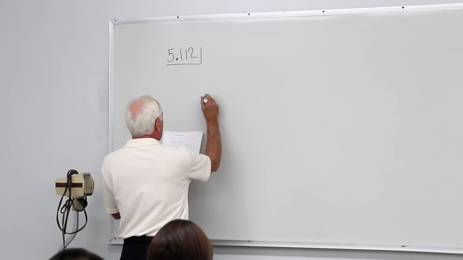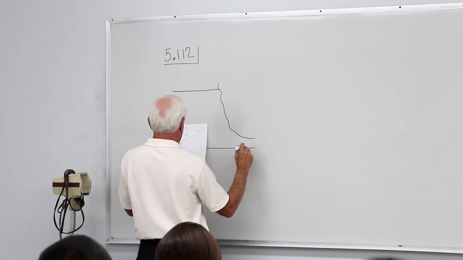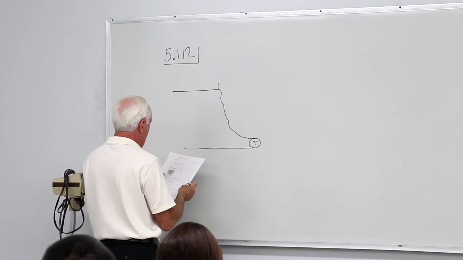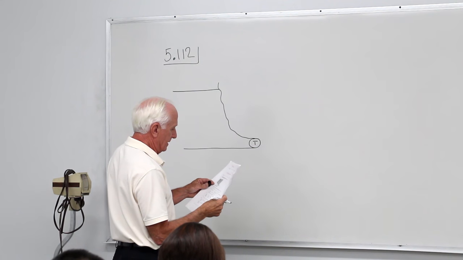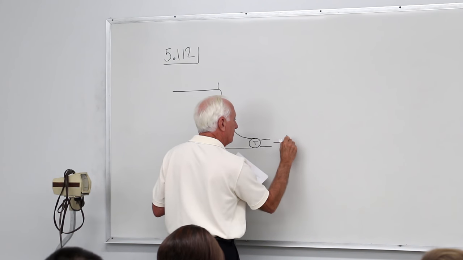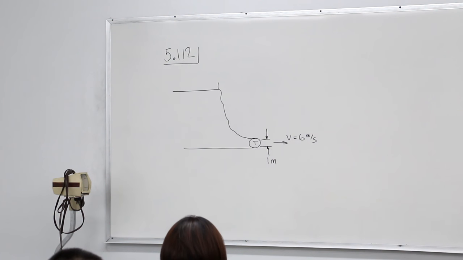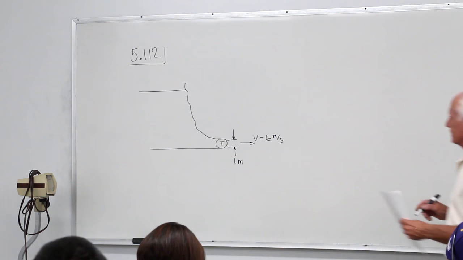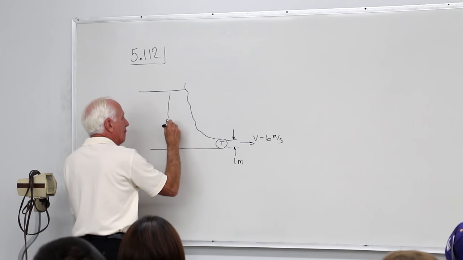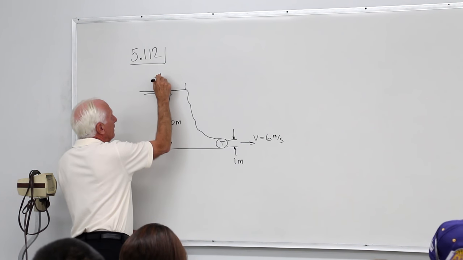So we have, this could be a lake. And this is how the picture looks. At the bottom here, there is a turbine, 1 meter in diameter. The velocity is 6 meters per second leaving the turbine. And this diameter is 1 meter. Let's see if that picture in the textbook looks somewhat like what I've got on the board. Okay, the turbine is 50 meters from the free surface down, and this is a lake with atmosphere here.